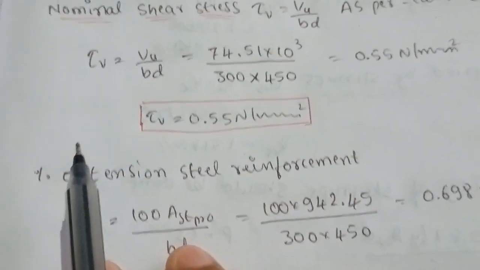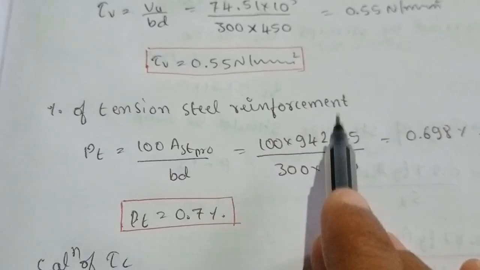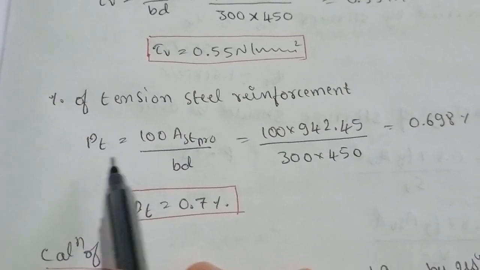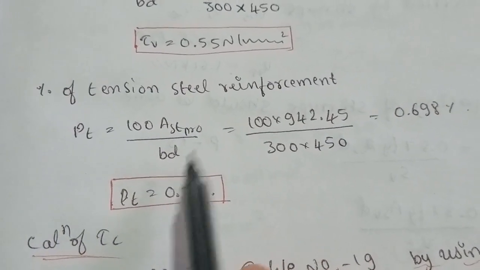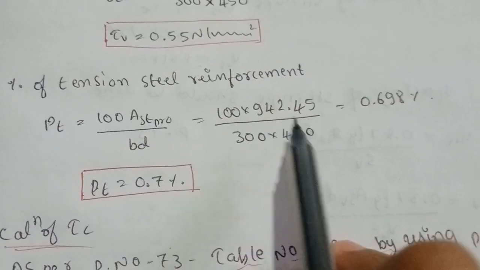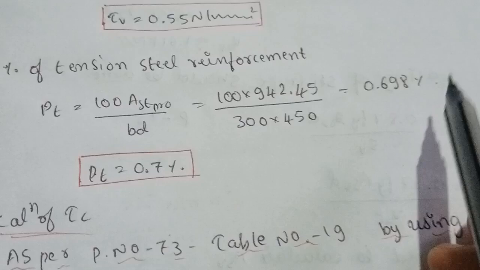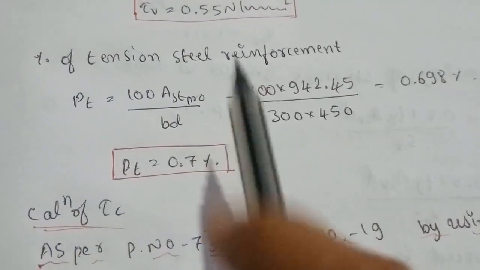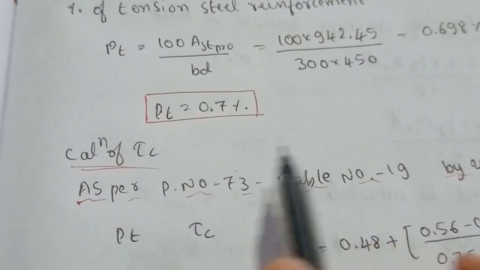After this, we'll go for the calculation of percentage of tension steel reinforcement. For this, we have the formula. It is denoted as pt. We have the formula 100 into Ast provided divided by bd. Substitute all the values and simplify this. We'll get 0.698%. So, approximately it's 0.7. This is our percentage of tension steel reinforcement.